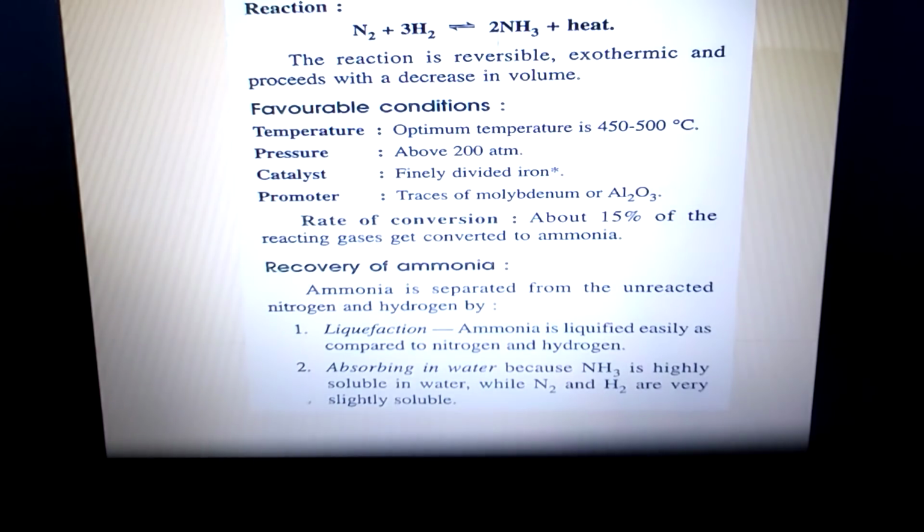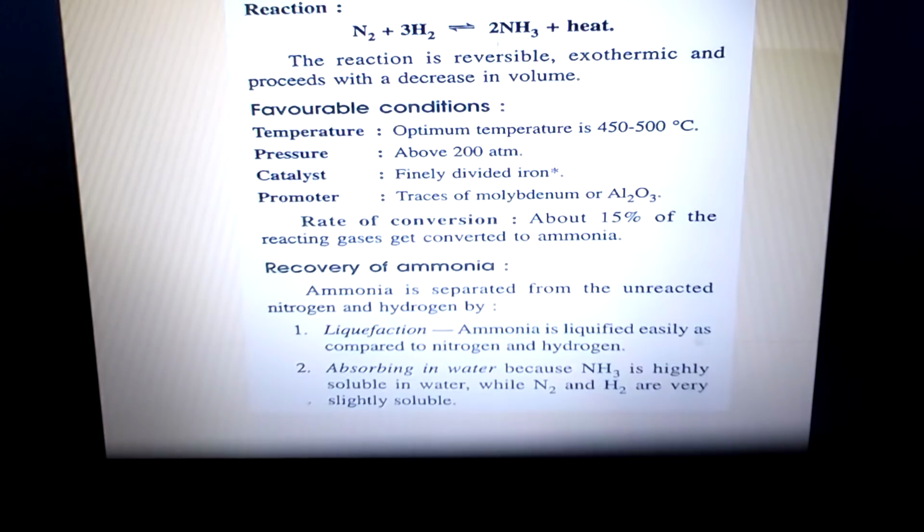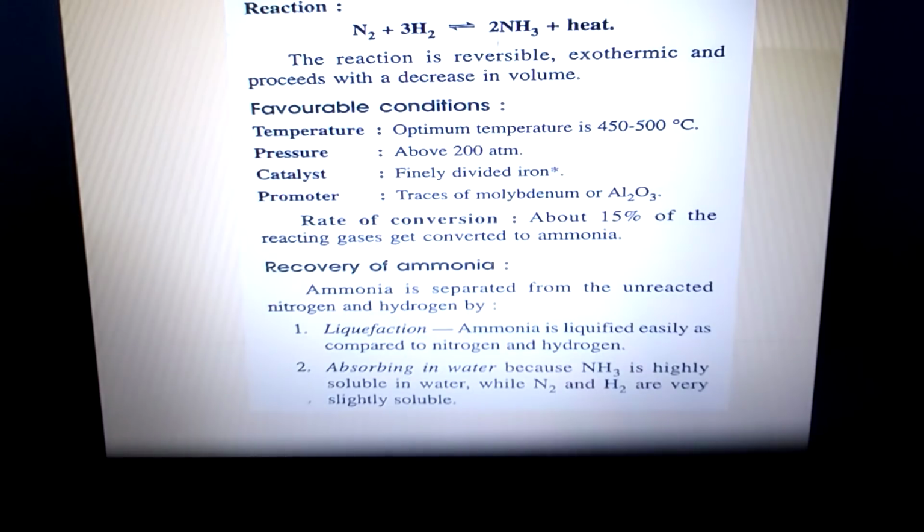Now, recovery of ammonia. Once ammonia has been prepared, how can it be taken out from the Haber's catalytic chamber? It is done by liquefaction. Ammonia is liquefied easily as compared to nitrogen and hydrogen. Or it can be absorbed in water, because ammonia is highly soluble in water while nitrogen and hydrogen are only slightly soluble. So if you don't want to do liquefaction, we can also take help of water.